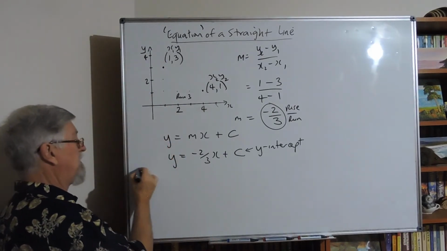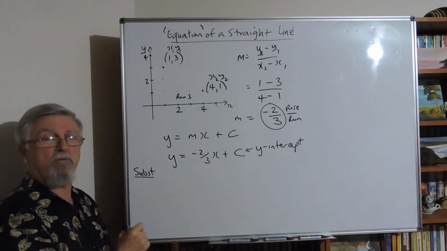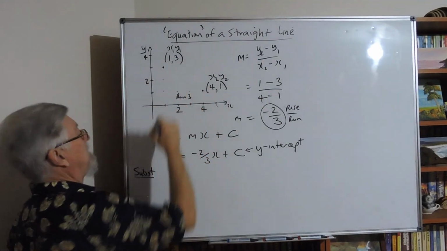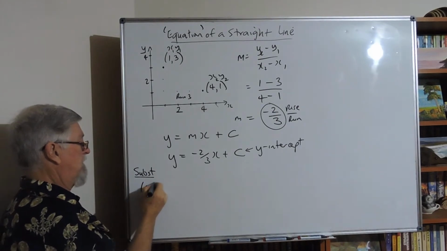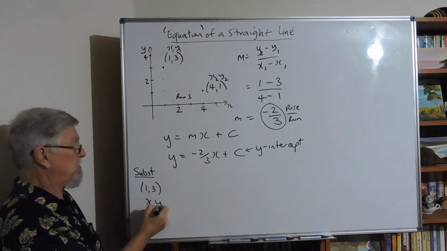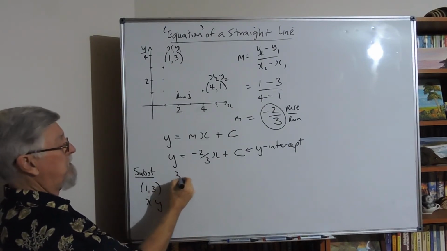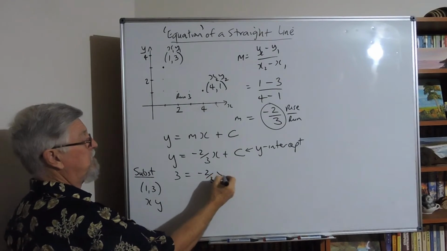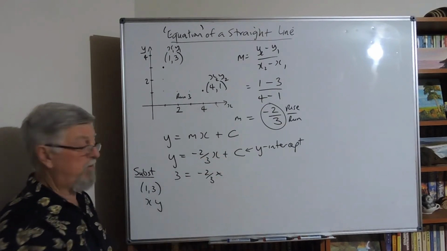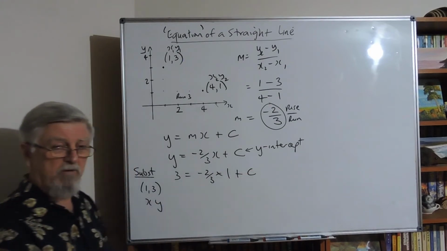So I'm going to go here now, substitute. Old school, we'd always have to write what we did, substitute, and I'm going to go 1, 3. So I'm going to replace the x by the 1, and I'm going to replace the y by the 3. So there's the y, so I replace that by the 3. Got -2/3 multiplied by, remember there's a multiply there, and the x is a 1. Plus c. Now I can work out what c was.